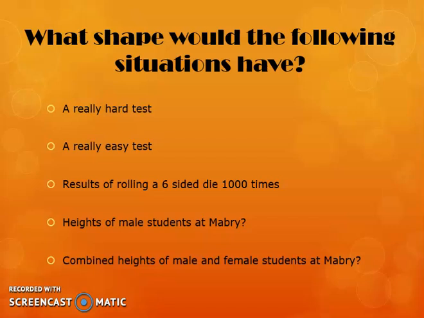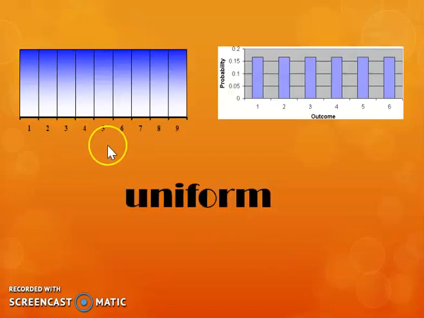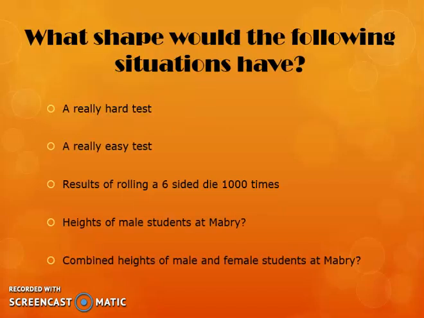This would imply that an easy test means most people did really well. Rolling a 6-sided die 1,000 times. Well, this one is a little bit difficult because, like we said, theoretically, rolling a die would be even. Experimentally, it wouldn't be. The fact that we're rolling a die 1,000 times, it wouldn't be a uniform amount, but theoretically, the graph would be.